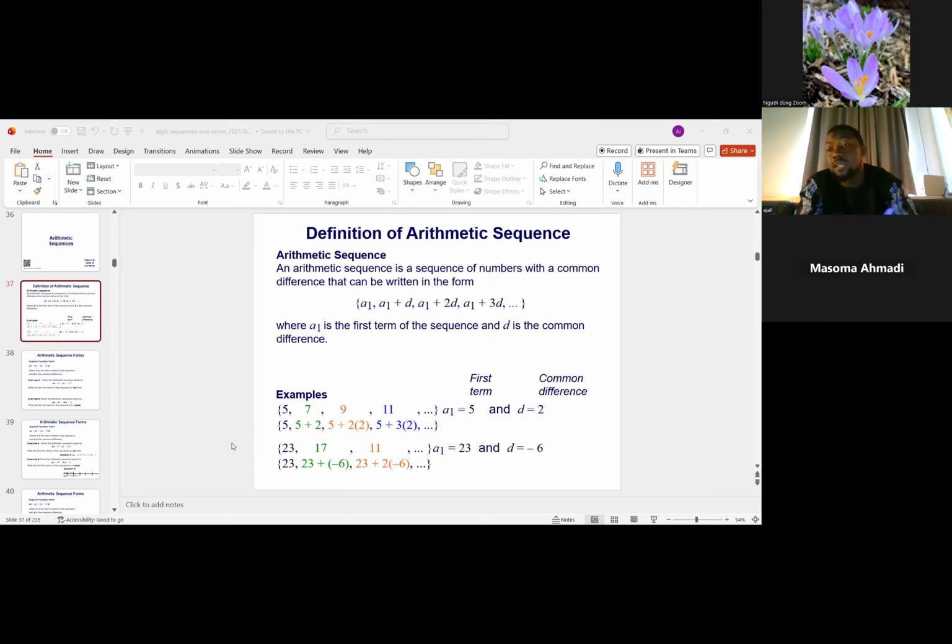Now, a sequence can go to infinity, meaning it can go endless, to a point that is not ending. It can also end. So there are finite sequences, and there are also infinite sequences.